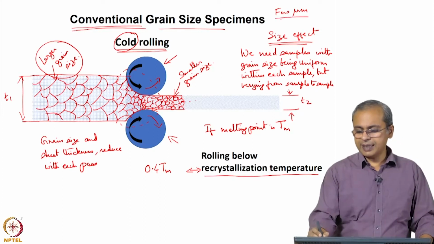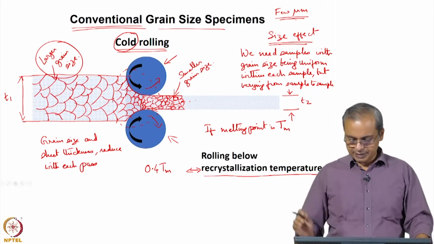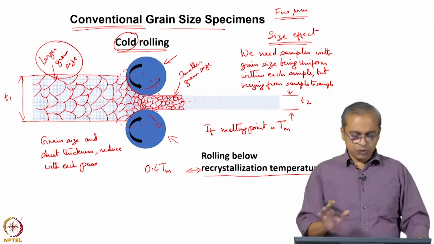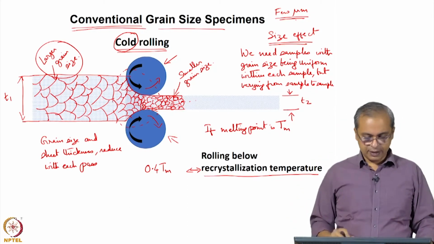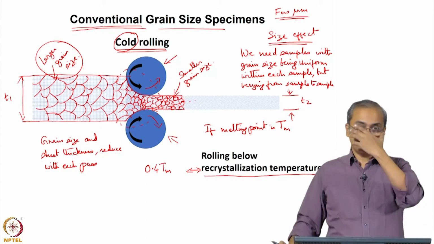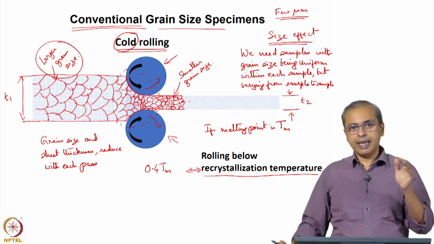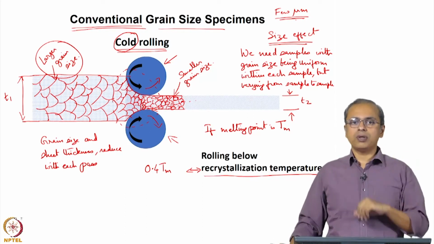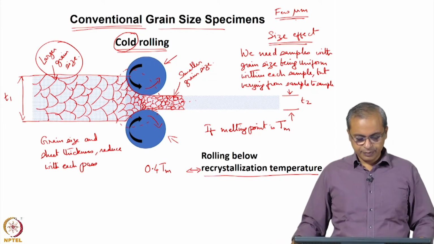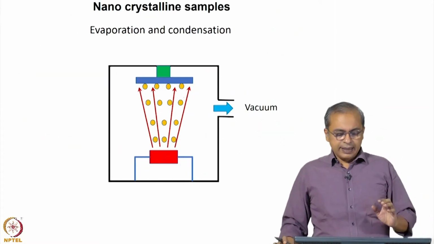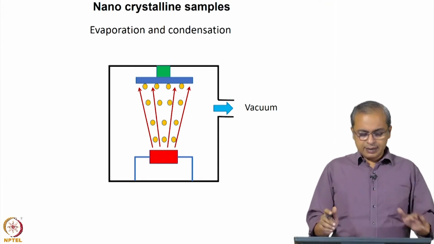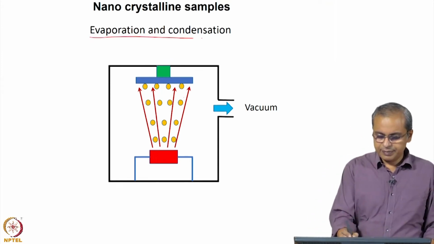So, few micrometer sized grains is what you are looking at, some range there. So, this is one set. So, let us assume that we have now got one set of samples of this nature. We will now go to the other extreme of this spectrum. We will look at nanoscale samples. How would we go about getting those nanoscale samples? So, the general process is evaporation and condensation.